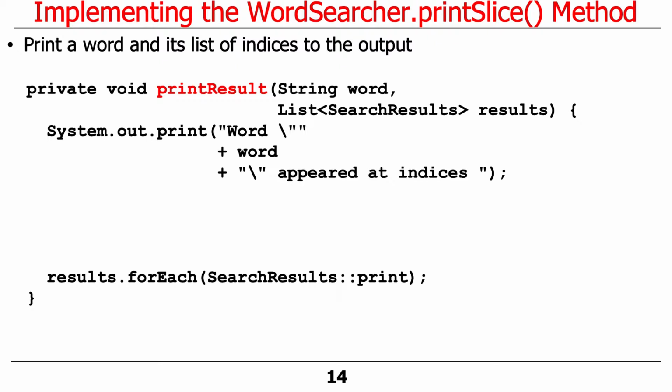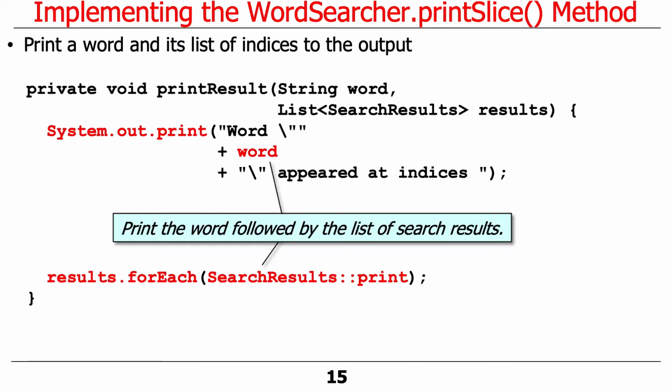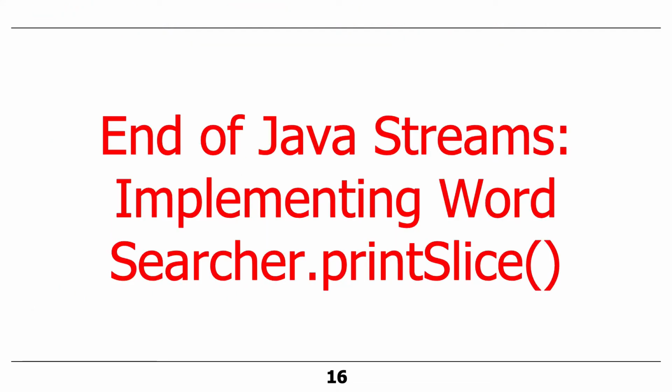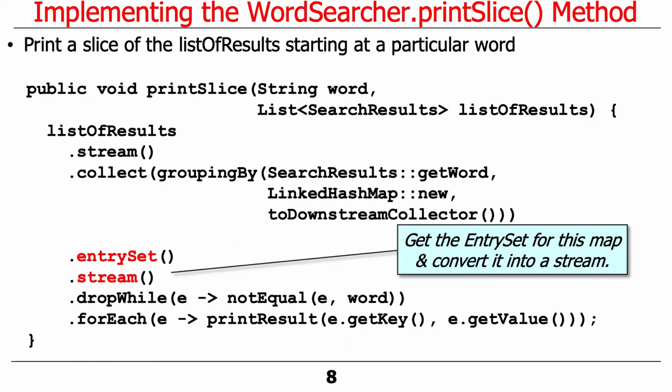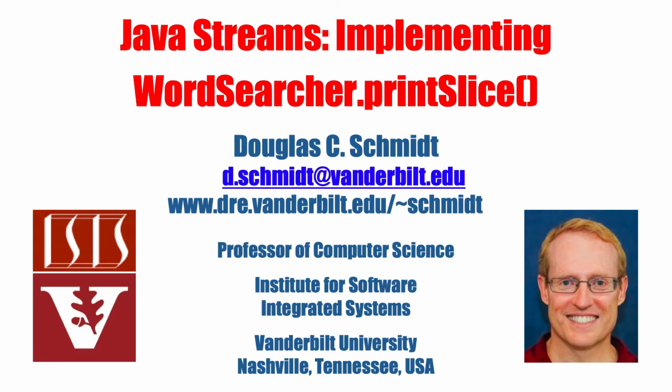And then here's print result. This is basically just printing the word followed by the list of search results. Okay, so that's the end of print_slice. These little helper methods are fairly simple. But the thing that's cool about them, I think you'll agree if you take a look at the bigger picture view here. Let's go back to the start.